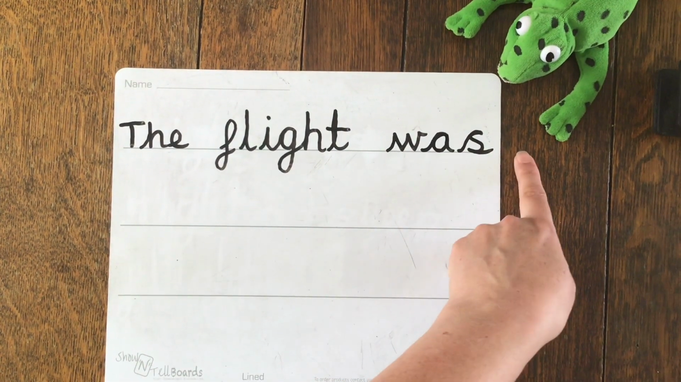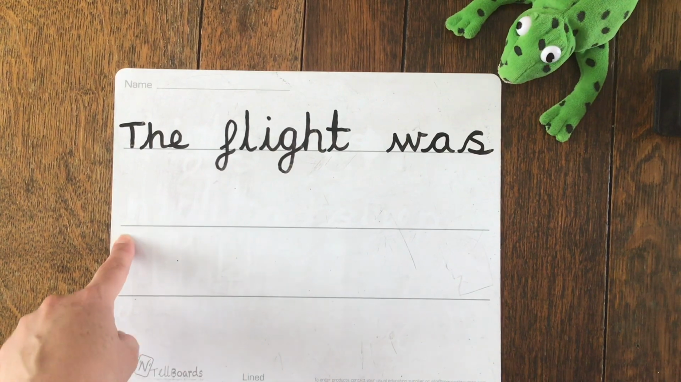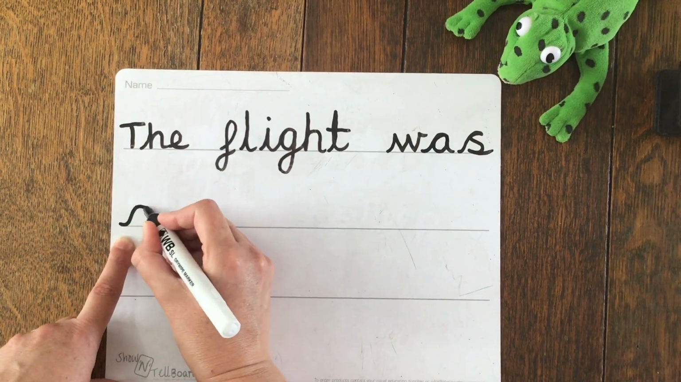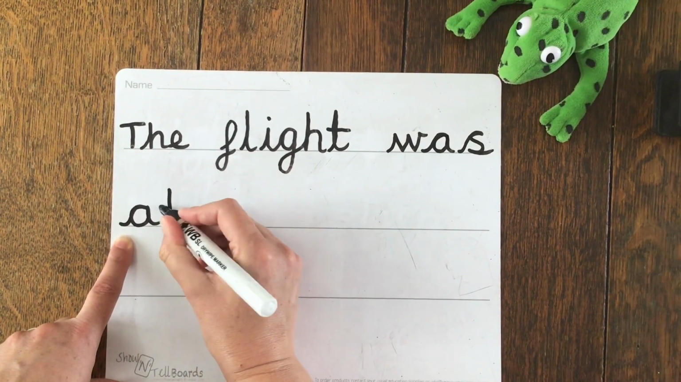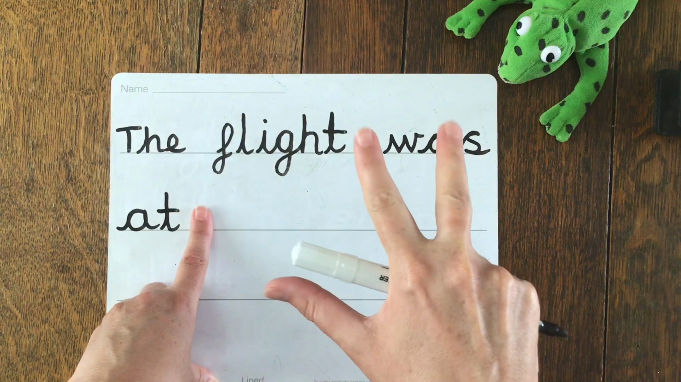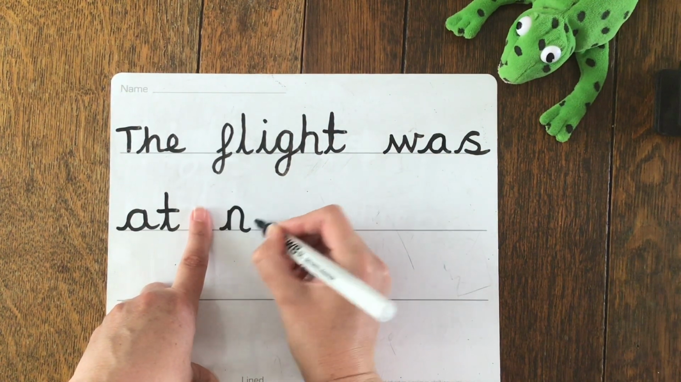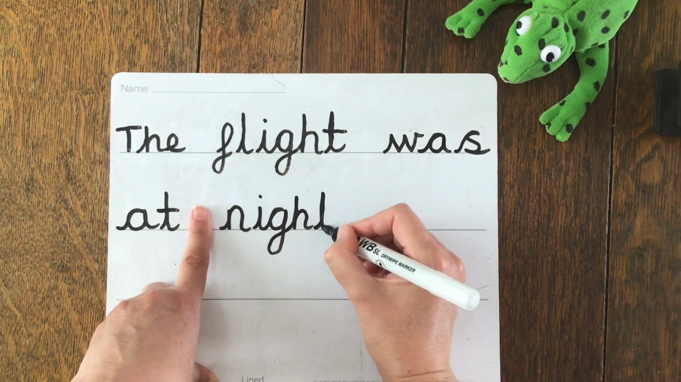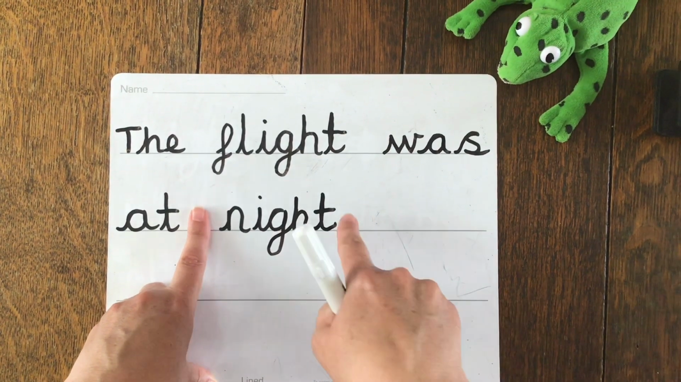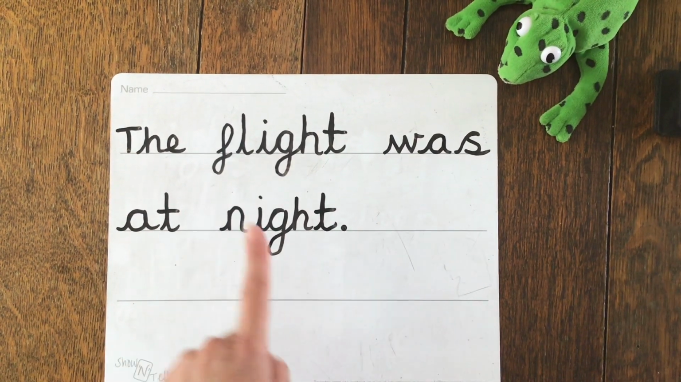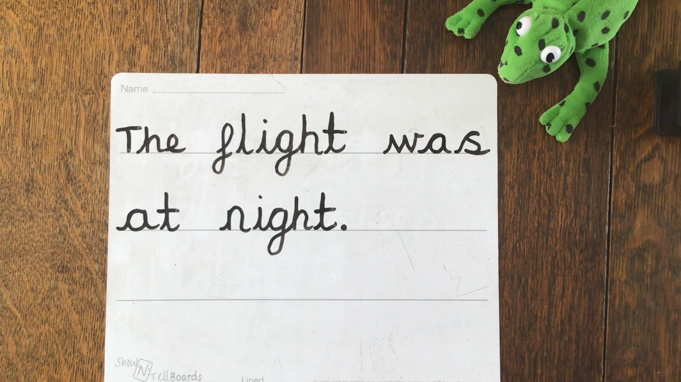The flight was. You know where I've got to go, don't you? Down onto the next line. The flight was at. At. The flight was at, finger space, night. N-igh-t. Night. And to end the sentence, a full stop. A dot at the end of the sentence. The flight was at night. I wonder if you can write your own sentence about something else that was at night. Have fun.